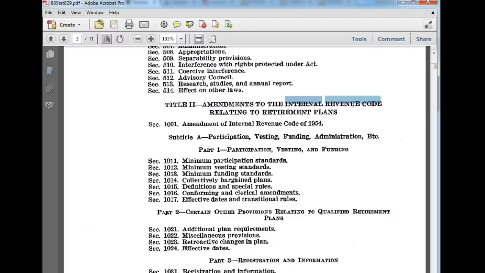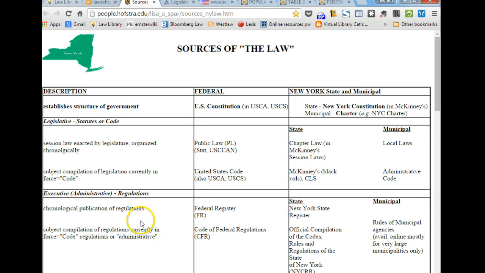So in our description column, under the legislative branch, the subject compilation. Actually, let me go back to the one online. So the subject compilation of legislation currently in force is called a code. Kind of makes sense, codification, code. You can start calling your class folders codes if you like.